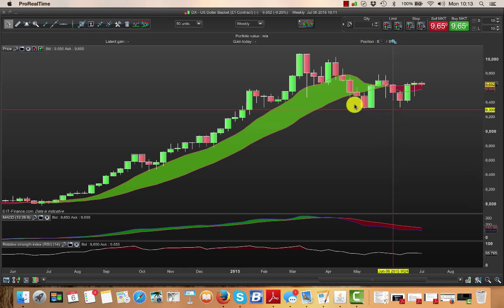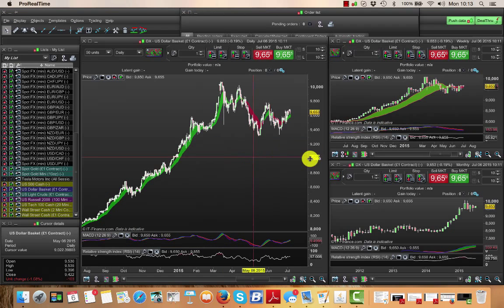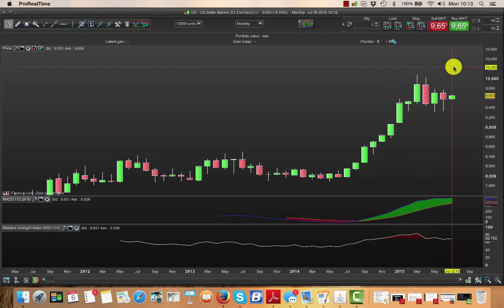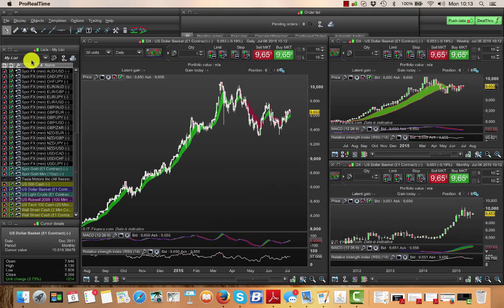So at this point in time, probably in the short term, there's a little bit of volatility going on in the markets, but overall, if we break that 9,800 mark on the US dollar index, this shows quite clearly also on the monthly, then potentially we've got room to move on the dollar index. So that's where we are right now on the dollar index.